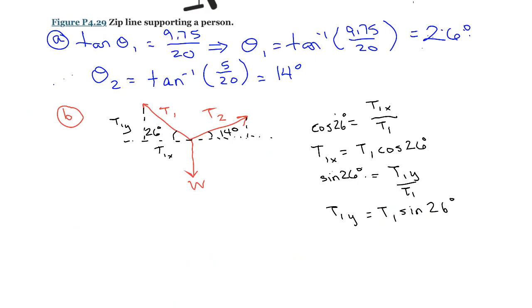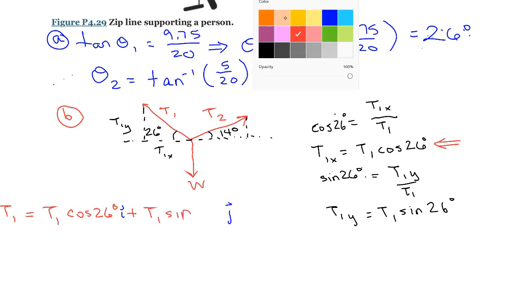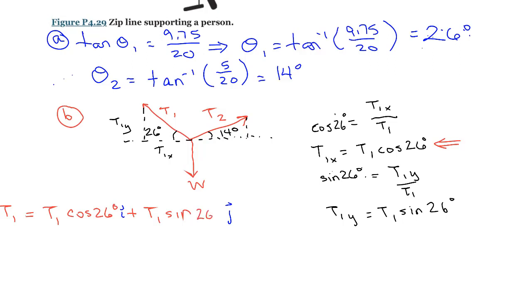I'm going to rewrite this in a much prettier form. I'm going to say T1 is going to be equal to, this is my value in the X direction, T1 times cosine of 26 degrees plus T1 times I. This would be the sine of 26 degrees. This right here is my X value, and this right here is my Y value.